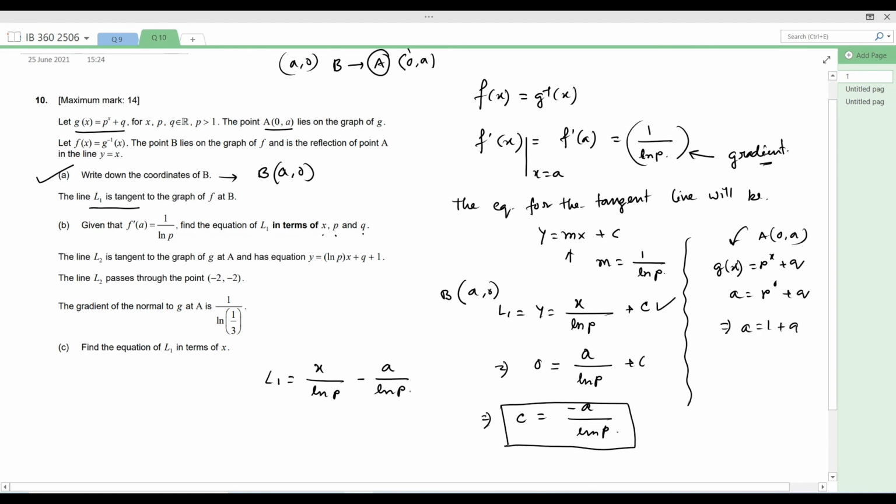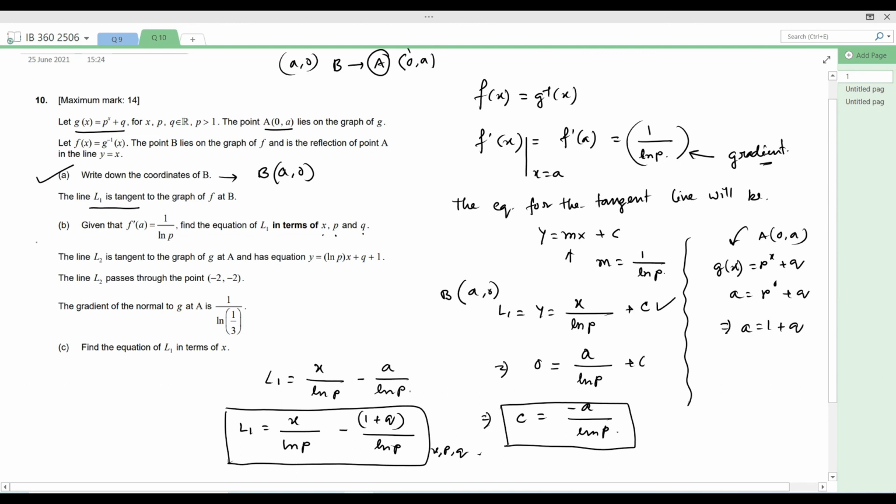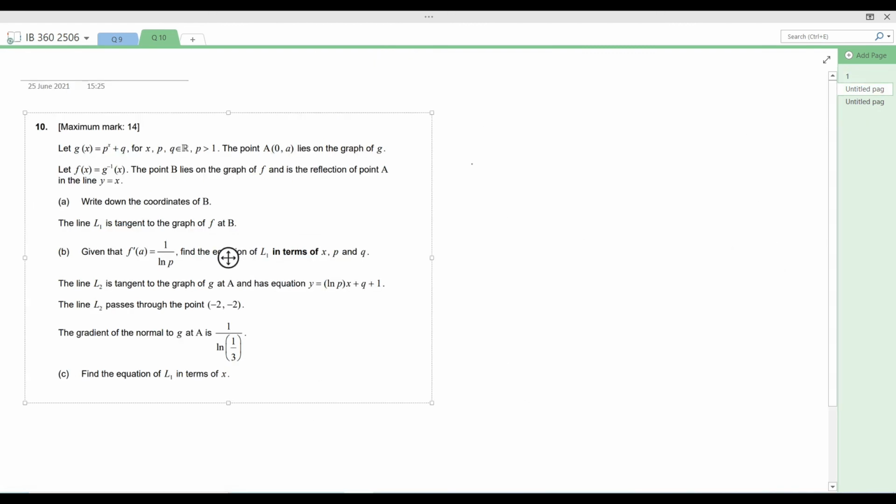So the equation of the line L1 is x by ln p minus (1 plus q) divided by ln p. This is the equation of the tangent line in terms of x, p and q. So the second problem is also done. Now we are with the third problem. Let's discuss the third problem on a new page. The third problem is also a very easy problem. You just need proper knowledge about the graphs.